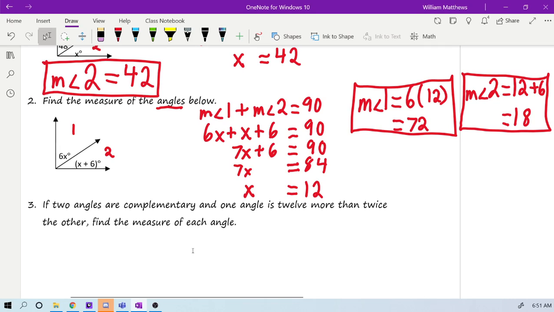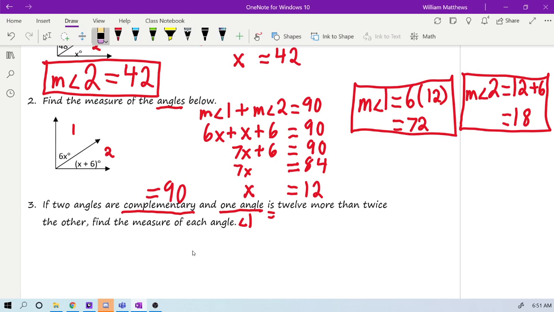Sometimes you'll get a word problem. This is a matter of setting up the word problem correctly based off of what it said. It says that two angles are complementary, so we know that they equal 90. It says that one angle, so we can say angle 1, is, which means equals. Let's write that a little bit better. So we know this one, is, means equals. 12 more than means that we are going to be adding 12 to some value.